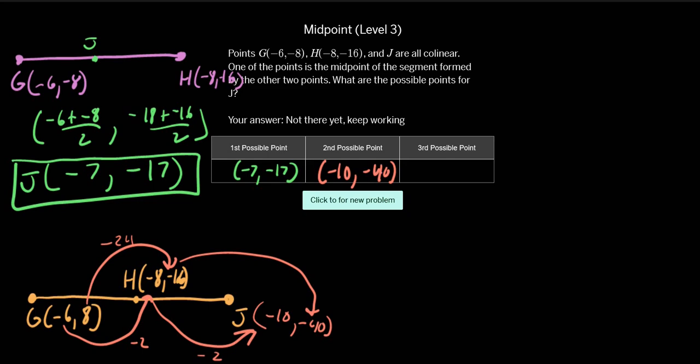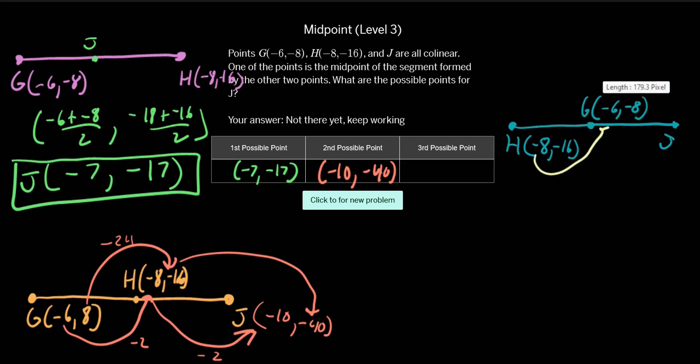And so my third possible point is instead of starting at G, I start at H. So negative 8, negative 16. And I go to J, which again is unknown, which means that now G is the midpoint that I'm working with at negative 6, negative 8. And so same questions. How do you go from negative 8 to negative 6? You add 2. So then because that's the middle, you do it again. Negative 6 plus 2 is negative 4.